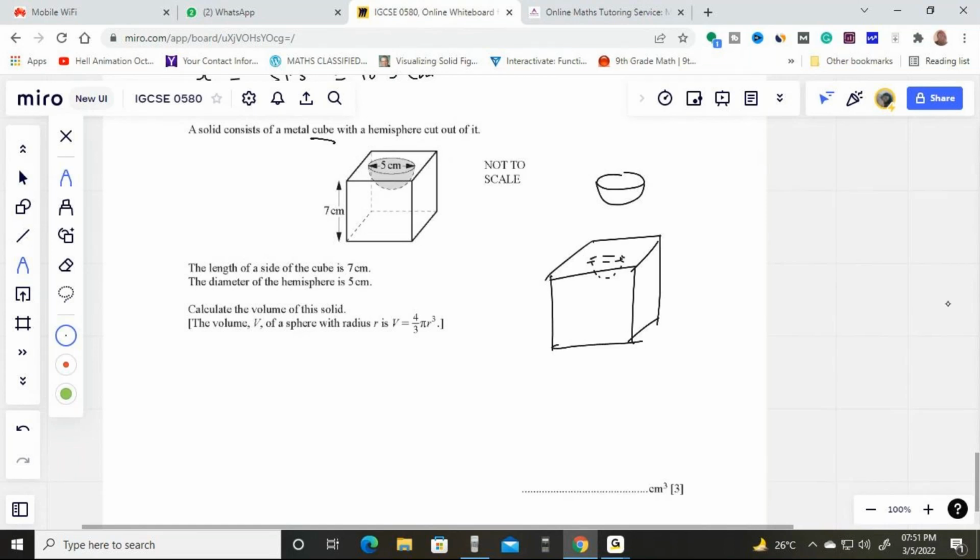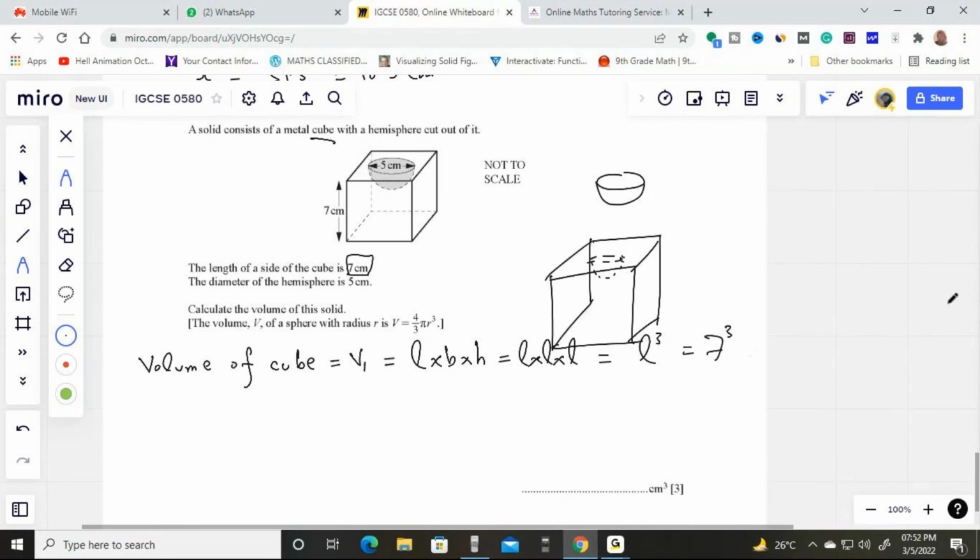Okay. So what you need to do is find out the volume of the solid cube, find out the volume of the hemisphere, and subtract them. So what is the formula of the volume of the cube? Volume of cube is V1, and is length into breadth into height. And as all the three sides are equal, so you can call them as L into L into L. So this is actually your L cube. Here the length value is 7. It is 7 cube.